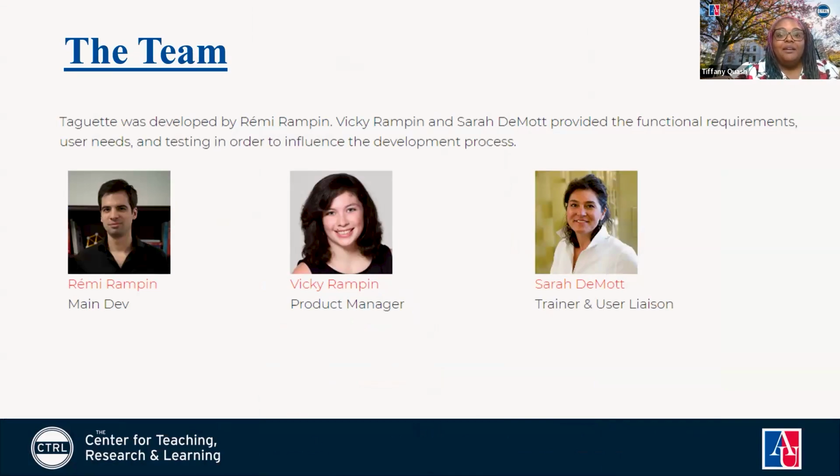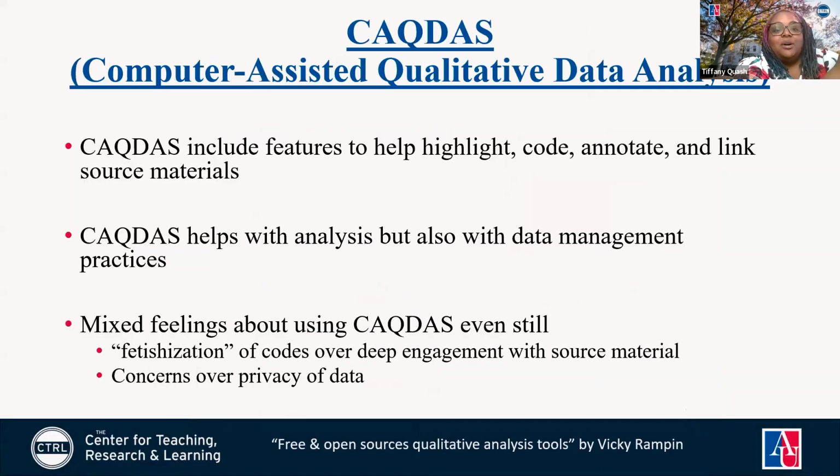So that's why you can reach out to them at hi@taguette.org, and they will respond to you fairly quickly. Okay. So let's take a minute and talk about computer-assisted qualitative data analysis programs. They're called CAQDAS, like an actual cactus. It includes features like highlighting, encoding, annotating, and linking source materials. CAQDAS helps the analysis, but also with data management practices. A lot of people have mixed feelings about CAQDAS. There's this fetishization of codes over deep engagement with source materials, and also concerns over privacy of data. A lot of times people are like, hey, is it in the cloud or is it on my computer? Like, where is this information being stored?